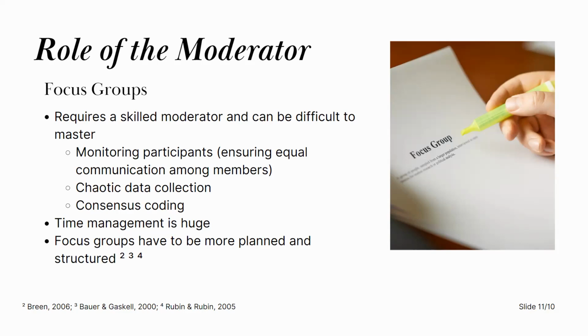Second is this idea of chaotic data collection when it comes to focus groups. In general, focus groups are more difficult to transcribe than one-on-one interviews. This is simply because sometimes voices may overlap. And there's just a lot of different people talking, and that can be overwhelming if you're using any sort of AI to transcribe, or even if you're trying to transcribe while moderating. That would be very advanced.